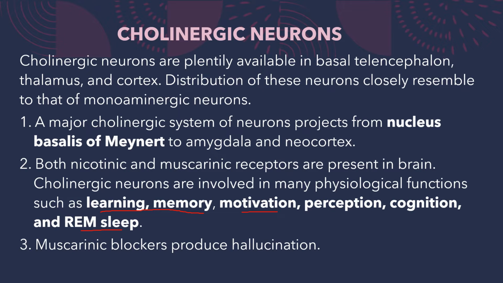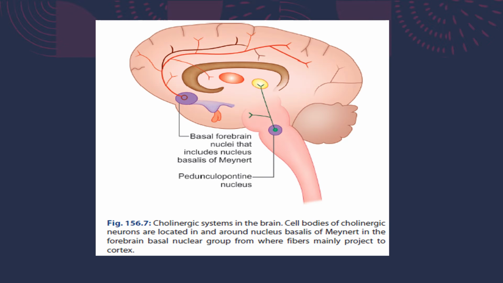So nucleus basalis of Meynert, a major cholinergic system of neurons, projects from nucleus basalis of Meynert to amygdala and neocortex. So these are involved in functions like learning, memory, motivation, perception, cognition, and REM sleep. So this is again the basal forebrain nuclei that includes nucleus basalis of Meynert and pedunculopontine nucleus. So the projections from the basal forebrain nuclei are the cholinergic neurons.